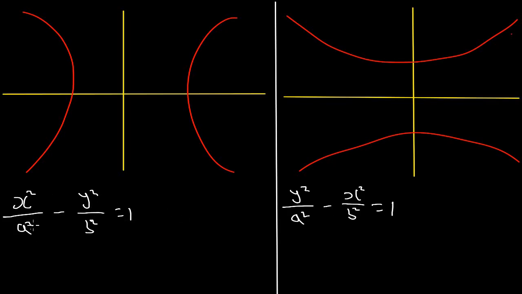The value of a when it comes to hyperbola is not always greater than b. It's not always greater than b. It could be greater than b, it could be less than b, and in fact it could be equal to b, where we'll be having a rectangular hyperbola.